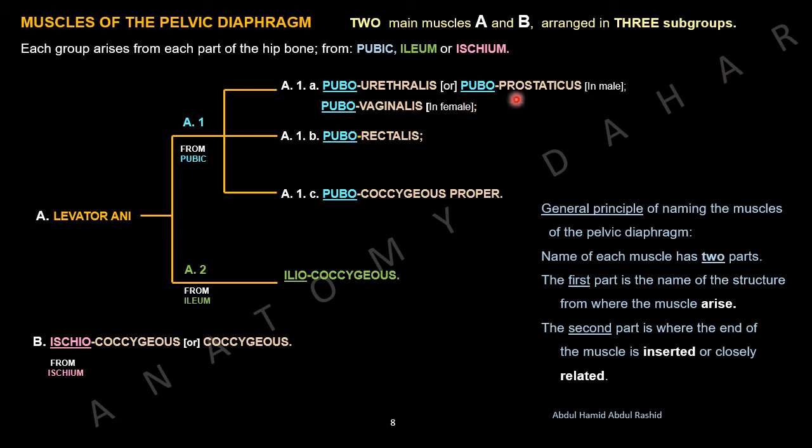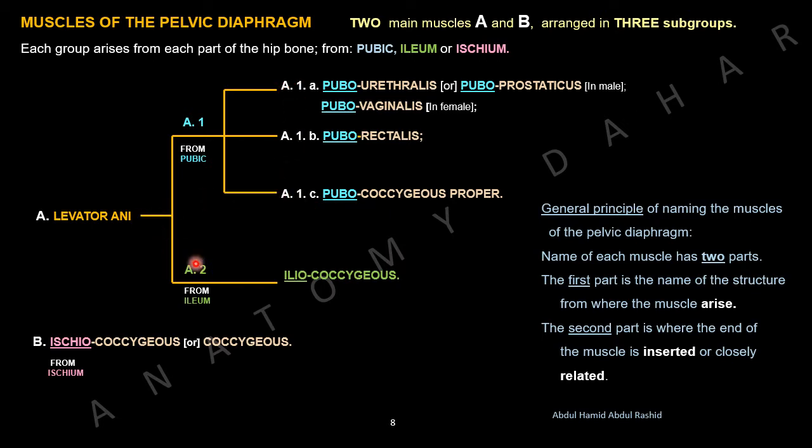A1A is pubourethralis or puboprostaticus in male, which comes from the back of the pubic part to the urethra, or from the back of the pubic part to the prostate in male. In the case of female, pubovaginalis comes from the back of the pubic part to the vagina. Another muscle is A1B, puborectalis, which comes from the back of the pubic part to the rectum. The third one is pubococcygeus proper, coming from the pubic part to the coccyx. They all come from the back of the pubic part of the hip bone.